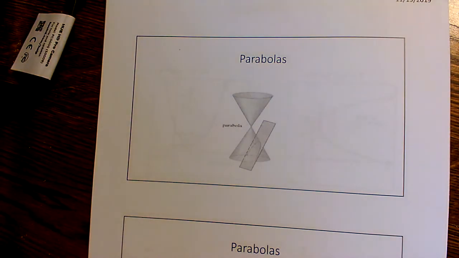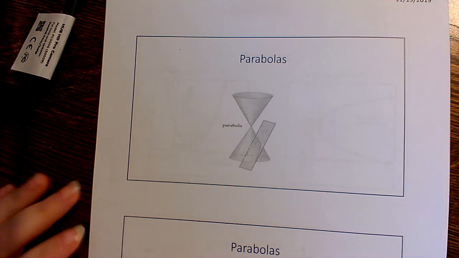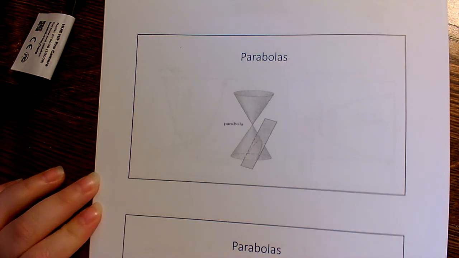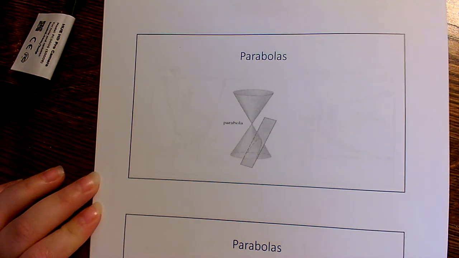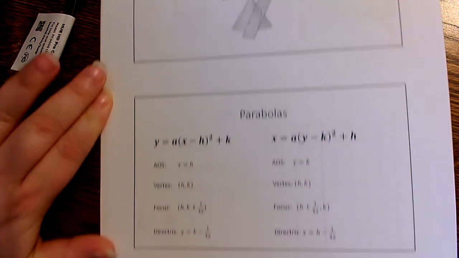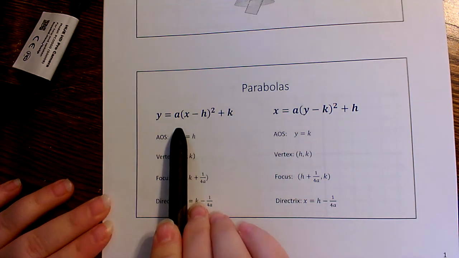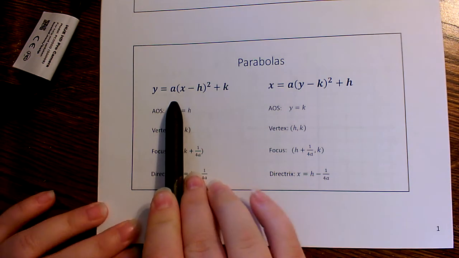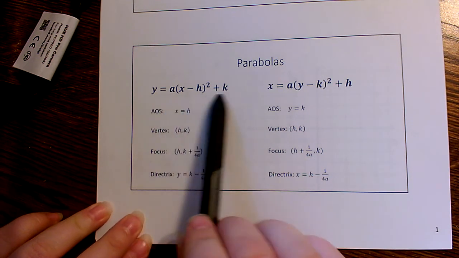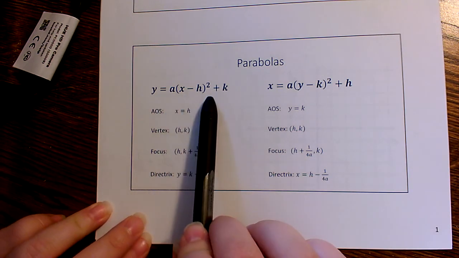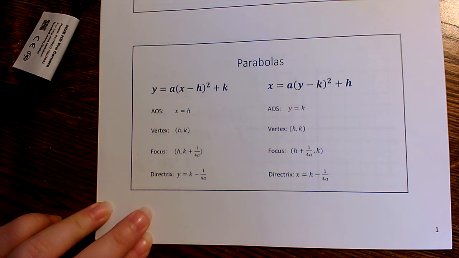The next conic section we are going to talk about is parabolas. You already learned about parabolas when you took analytical geometry 2 years ago. So if you look at these equations, this one on the left should look very familiar. You learned about how to graph parabolas with this vertex form back in that analytic geometry class 2 years ago.